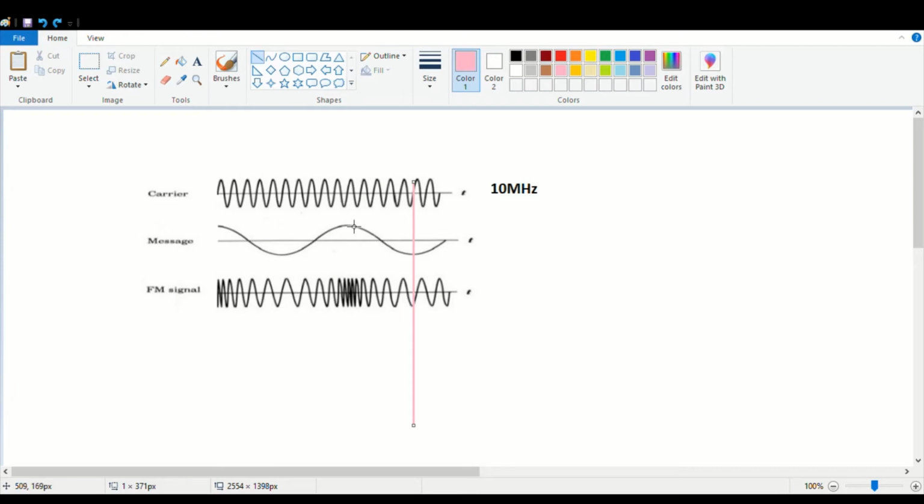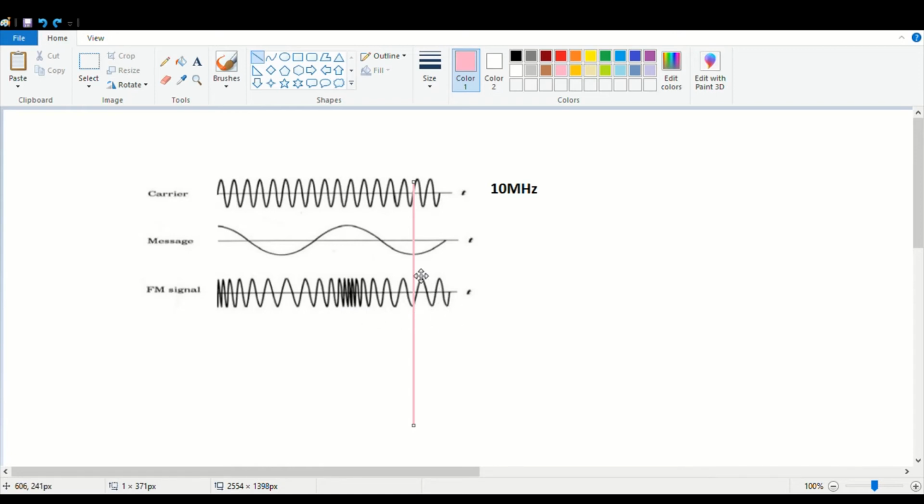Observe, when we spoke about the positive peak, the corresponding frequency of the FM signal was at its maximum, and now for the negative peak, the corresponding FM signal frequency is at its minimum. So like this, depending on how the amplitude of the message signal varies, accordingly the frequency of the FM signal varies.